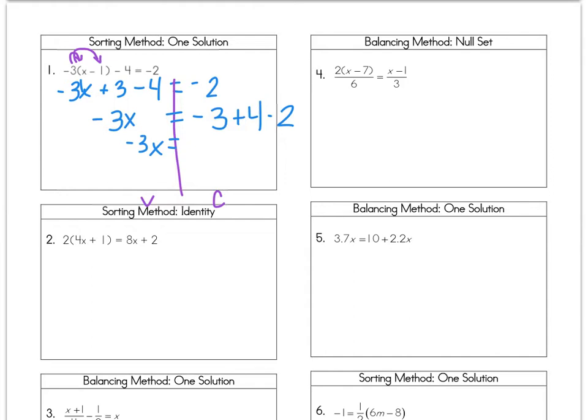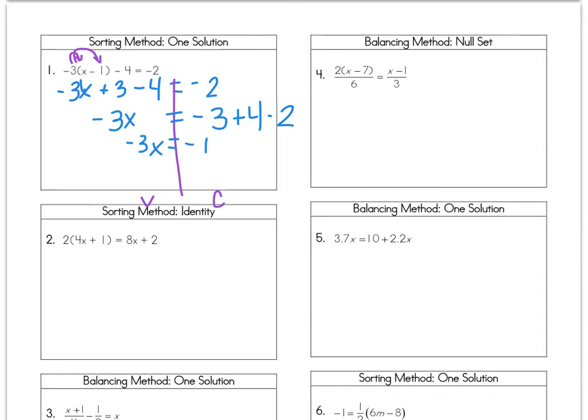Do not make careless mistakes with integers at this point. I'm assuming that you know your integers, but if you ever get stuck, use your calculator to help you. So a -3 plus 4 is 1. 1 minus 2 is -1.